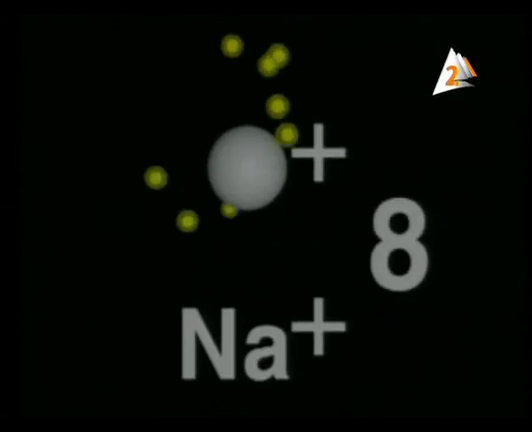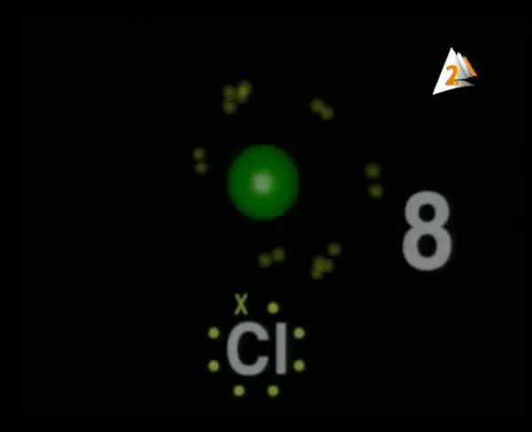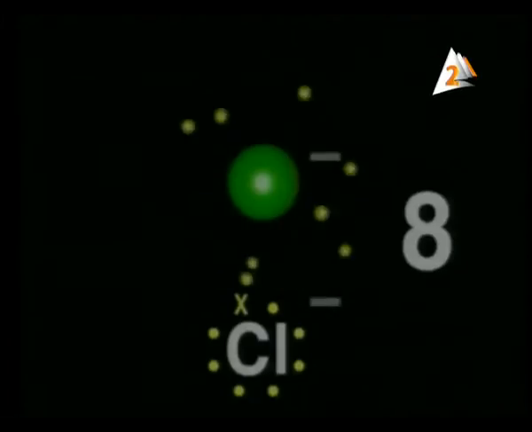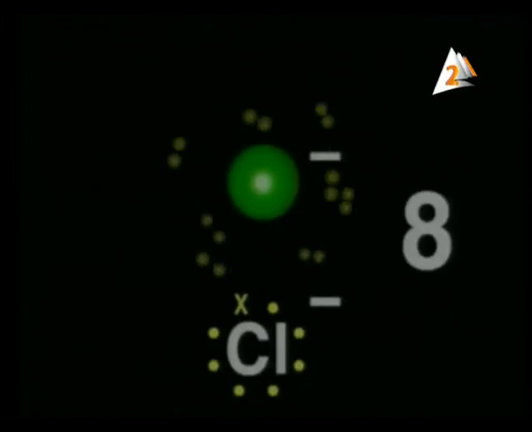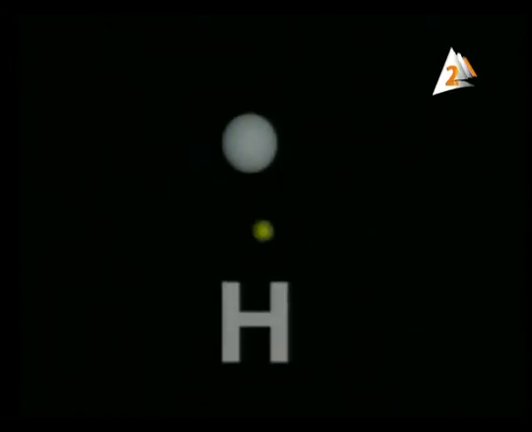Directly we say you have an ionic compound. Why? To be complete and more stable between sodium and chlorine. Chlorine is negative and needs one electron. Sodium is positive and loses one electron. So this reaction happens by losing and gaining electrons between the chloride ion and the sodium ion.